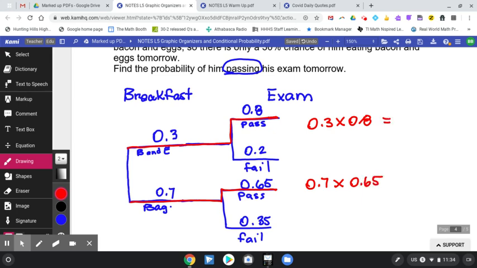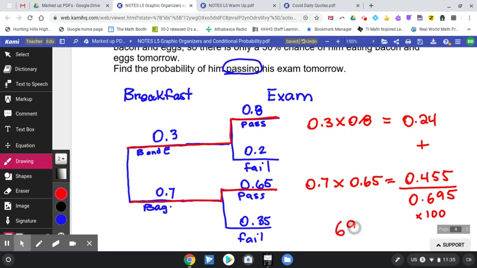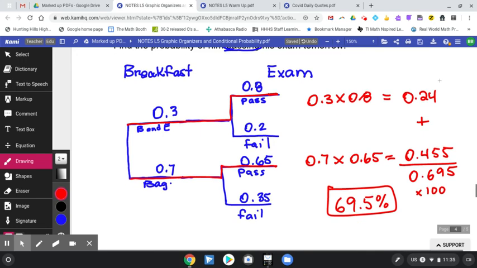I do my multiplying here. 0.24, 0.455. And then I add these two together to get 0.695. I'm going to multiply by 100 to turn it back to percentage and say that there's a 69.5% chance that he will pass his exam. Remembering that that's not just about passing, that's a combination of probability of what he'll eat along with probability of whether or not he will pass.